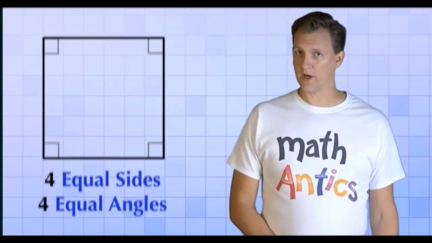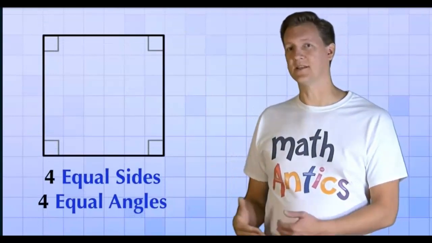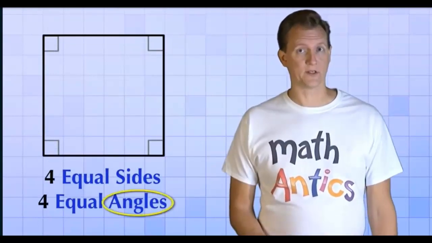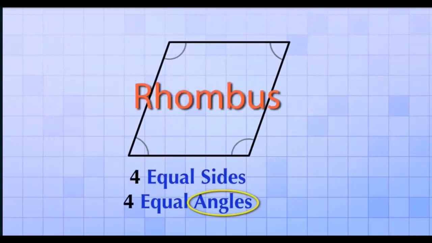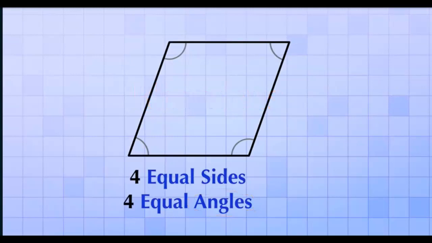But going back to our square, what if instead of changing the sides, we had just changed the angles, like this? What we have now is called a rhombus. A rhombus is a quadrilateral that still has 4 equal sides, but it does not have 4 equal angles. And once again, just like the square and rectangle, the rhombus is made from 2 pairs of parallel sides.